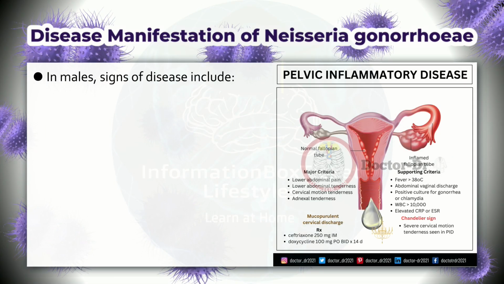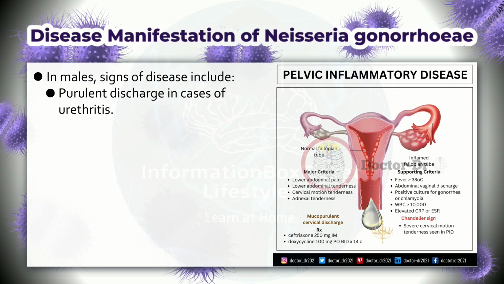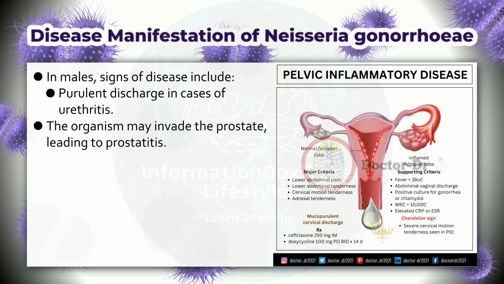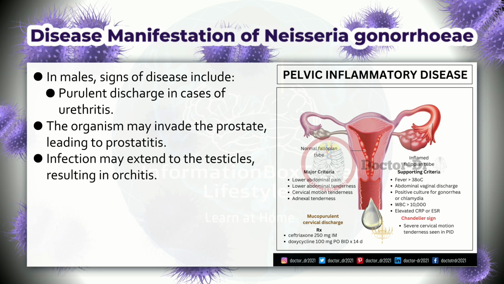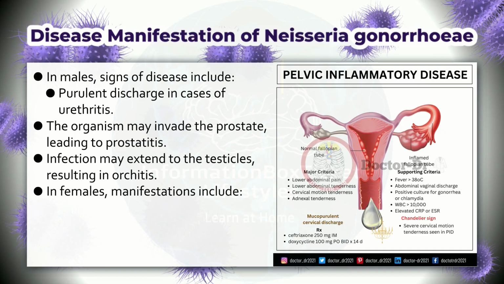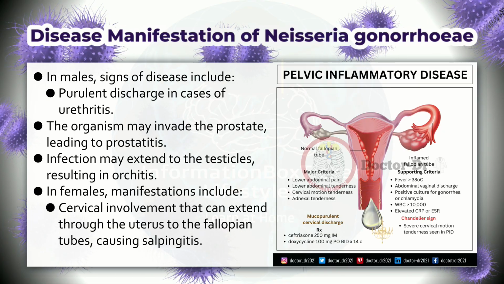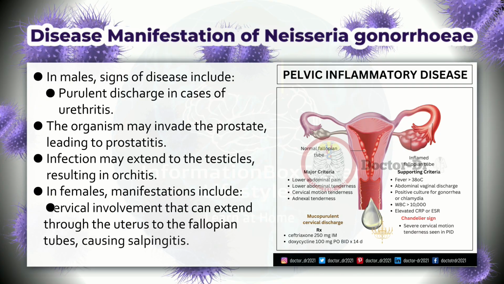In males, signs of disease include purulent discharge in cases of urethritis. The organism may invade the prostate, leading to prostatitis. Infection may extend to the testicles, resulting in orchitis. In females, manifestations include cervical involvement that can extend through the uterus to the fallopian tubes, causing salpingitis.